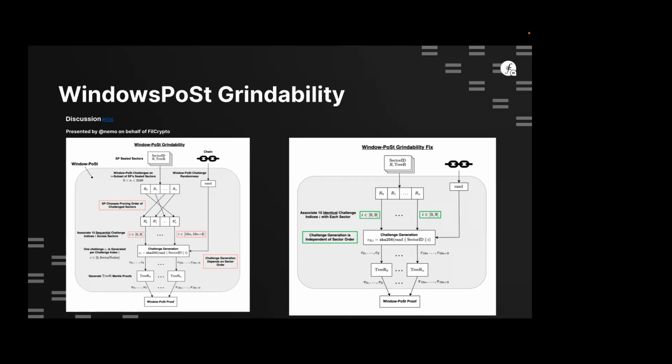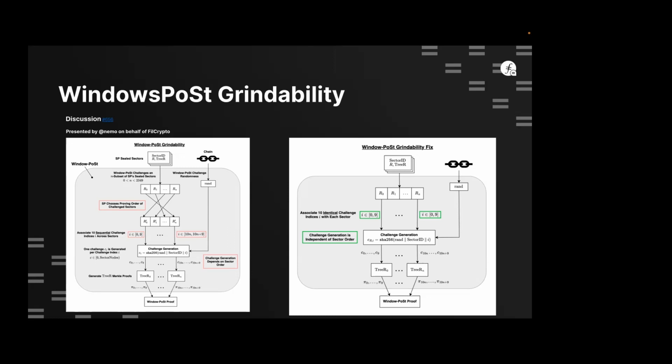So what is the actual issue here? These images are a little more complicated than they probably need to be, but the image on the left shows roughly how the current window post works today. At the top, we have some set of sealed sectors. When it's time to generate a window post, the service provider selects some subset of those sectors and places them in some specific ordering, maybe random or whatever, but they do have control of the order of those sectors.